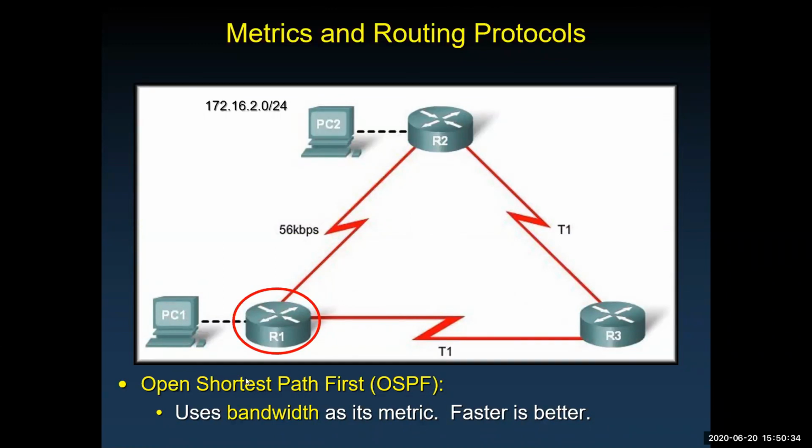So, one protocol is Open Shortest Path First, which is OSPF. Okay, so it uses bandwidth as metric. So, the one with the fastest speed, T1 is 1.5 megabit per sec. Ito na ang 56 kilobit per sec.